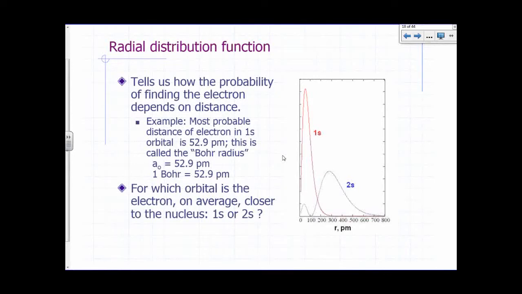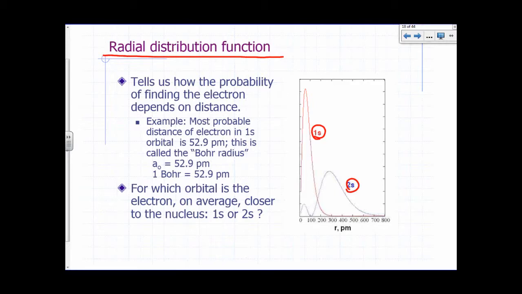Here's one example of information you can get from an orbital. This one is called the radial distribution function. You can obtain that from the orbital. And a plot of the probability of the radial distribution function for the 1s and the 2s orbital of hydrogen are shown here. So this is for an electron in a hydrogen atom.